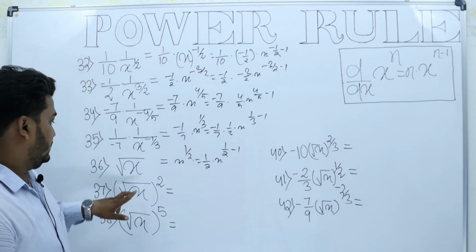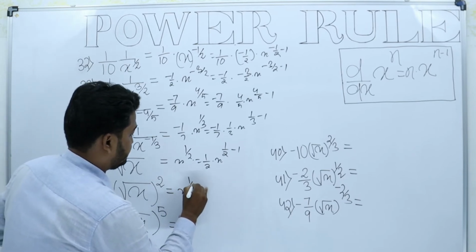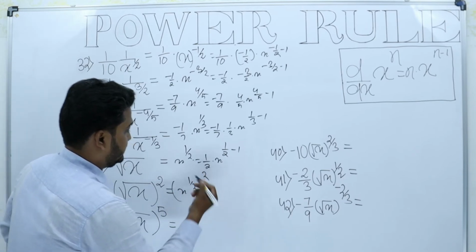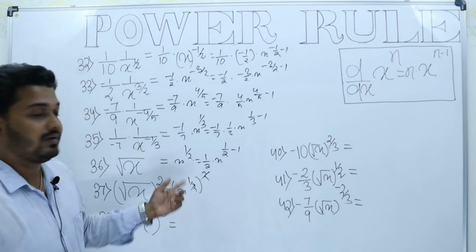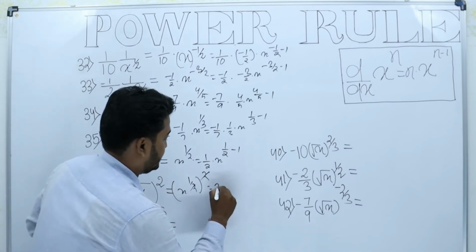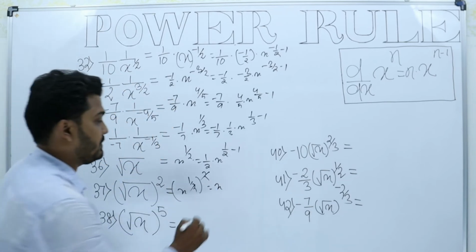Now the square of root x. Root x means power is 1 by 2. The square, power of power get multiplied. 2 and 1 by 2 got cancelled. We are having only x, the power is 1.